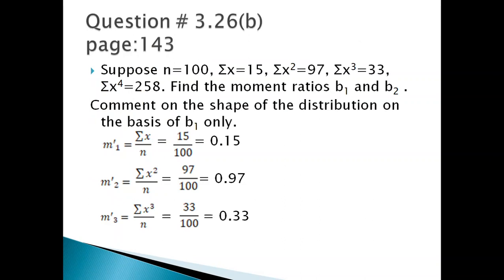Now this question will make things more clear, and according to your course, this question is also included in your course, and you can find this question number 3.26 part B on page number 143. Okay, now what's in the question? Suppose n is equal to 100, summation x is equal to 15, summation x square is equal to 97, summation x cube is equal to 33, and summation x4 is equal to 258. Find the moment ratios beta 1 and beta 2, or b1 and b2. Comment on the shape of the distribution on the basis of B1 only.